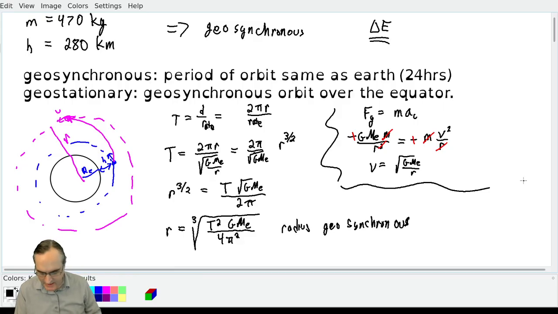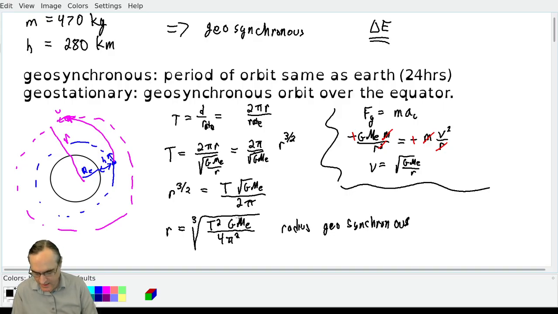Just for curiosity's sake, I am going to throw that in there. The period must be in seconds. Why? Well, because big G is actually in seconds. It contains a Newton, and Newton contains seconds squared. So we're going to have 3,600 times 24. That gives us the period in seconds, 86,400.